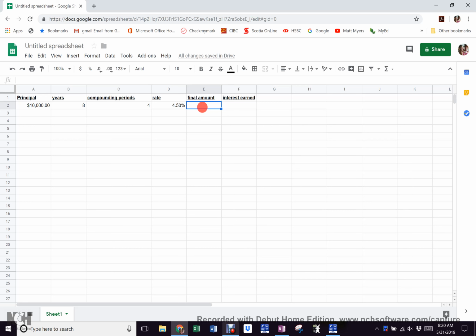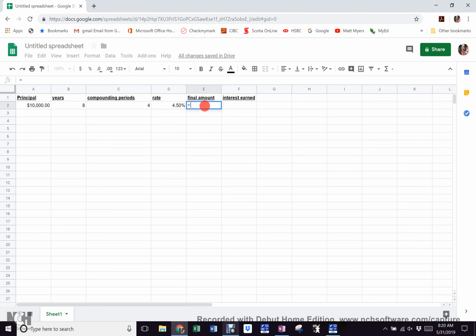So final amount. Here we're going to do some math. Everybody should know how you enter math into a spreadsheet. Do you? Feel free to speak if you do. What do you do? Nobody? All right. To enter math into a spreadsheet, you must hit the equal sign. Now, that tells this particular spot in the spreadsheet that it is going to do some math.